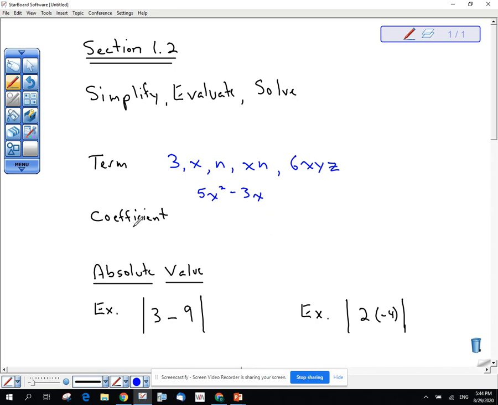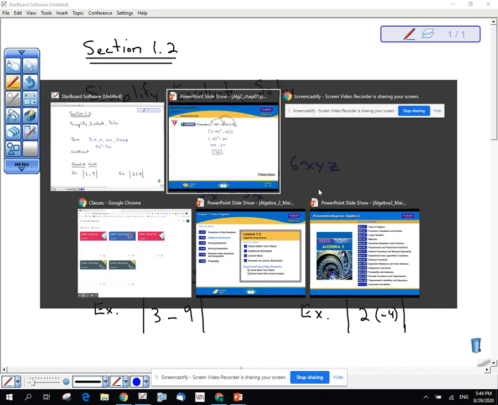Coefficient, that may be a word that you recognize. That just means the number that's in front in an expression like this. So 5x squared, its coefficient is 5. Negative 3x, the coefficient of that one is negative 3. Up here, the coefficient was 6. These are words that you would read about if you would look into your textbook. Okay, let's do another example.